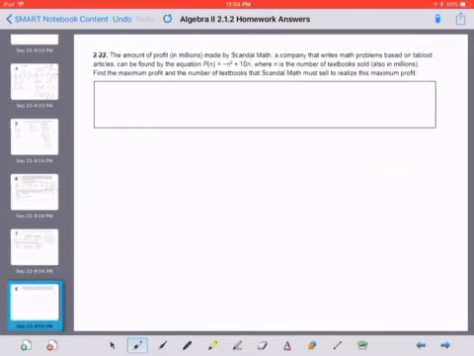Problem 22 says the amount of profit in millions made by Scandal Math, a company that writes math problems based on tabloid articles, can be found by this equation: P of n equals negative n squared plus 10n, where n is the number of textbooks sold in millions. Find the maximum profit. So I graphed this equation, and then I just looked for my vertex, and it turned out the vertex was (5, 25). Which means that n is equal to 5. It says find the maximum profit: 5 million textbooks, and the maximum profit would be 25.